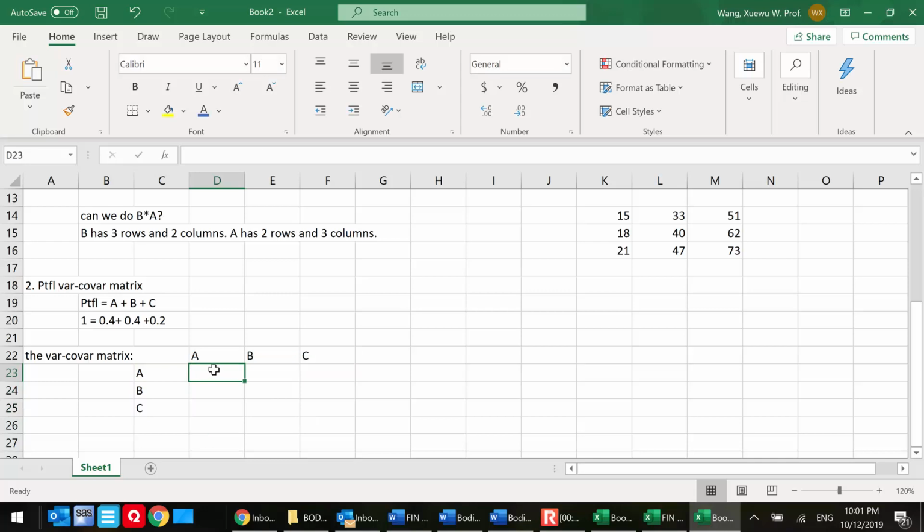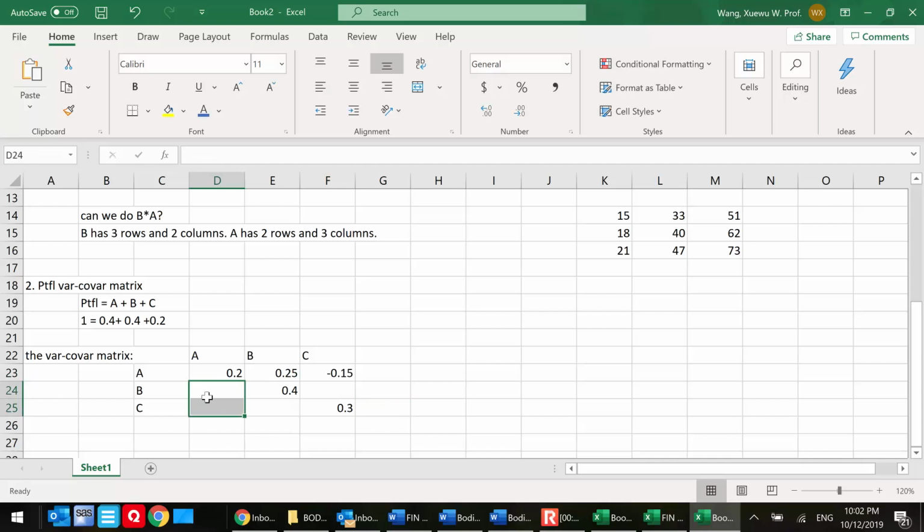Now we just need to populate the variance for A, variance for B, and variance for C. Let me just make up some numbers. So 0.2, 0.5, 0.4, and 0.3, 0.3. Let me just look at this covariance. Whatever numbers, I'm just going to make up 0.25 and negative 0.15. We know this matrix is going to be symmetric.